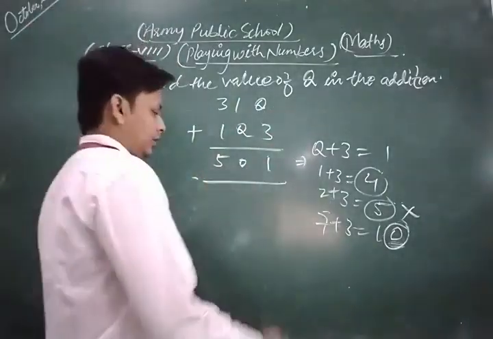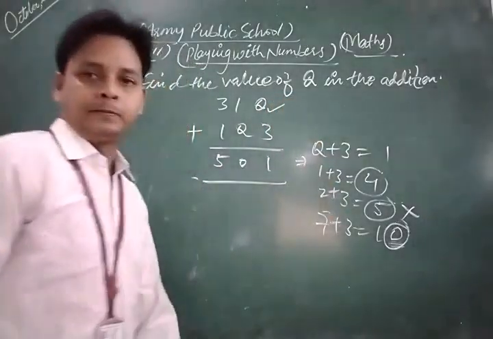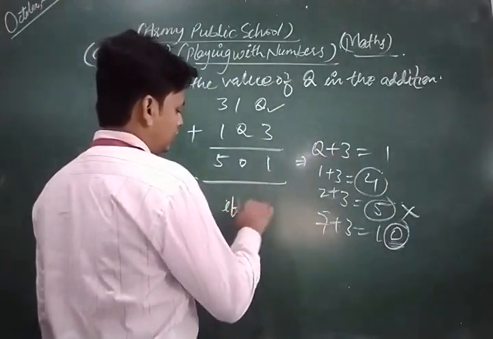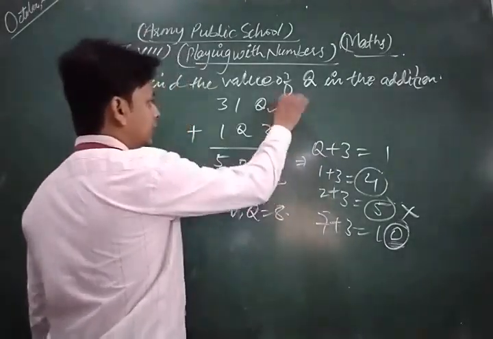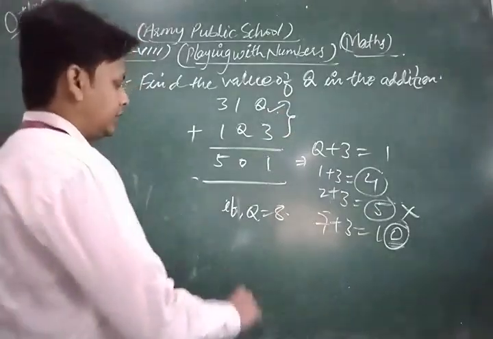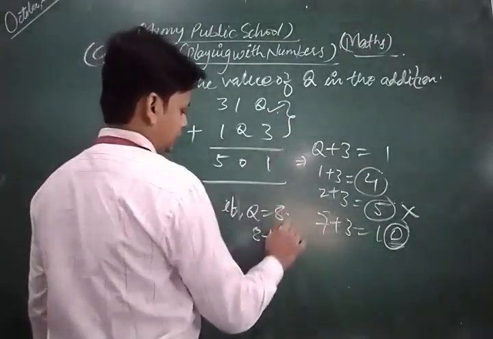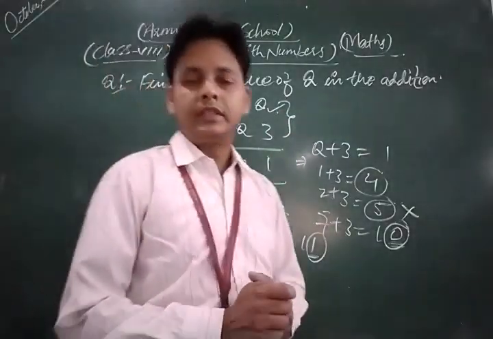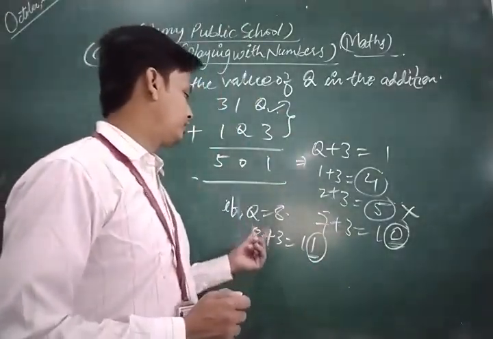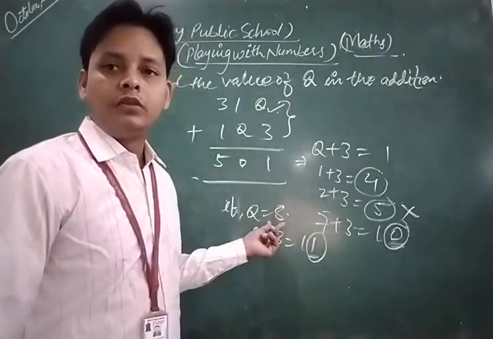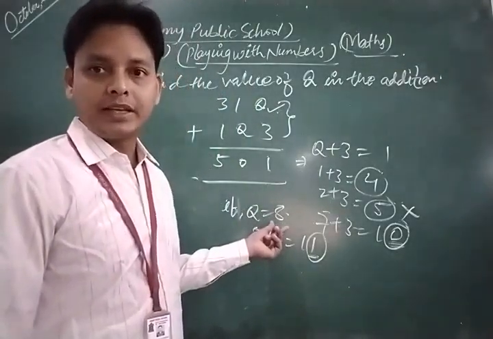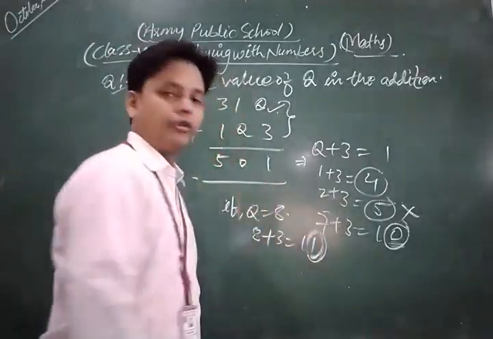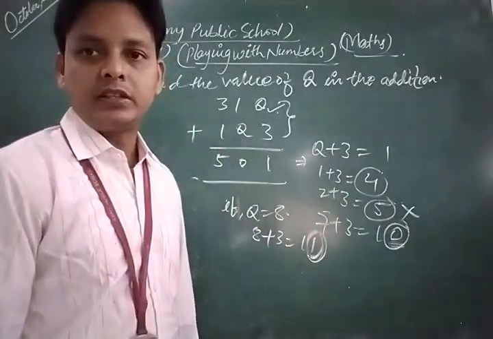Okay, now look, if we choose q equal to 8, then what do we get? We get 8 plus 3, that is 11. So its unit digit is what? 1. So in that condition, when we choose q equal to 8, we get the unit digit 1.